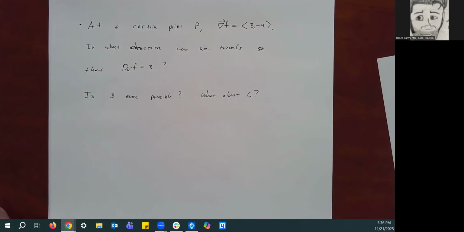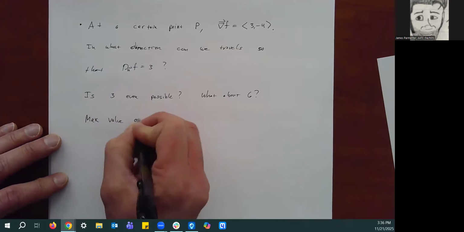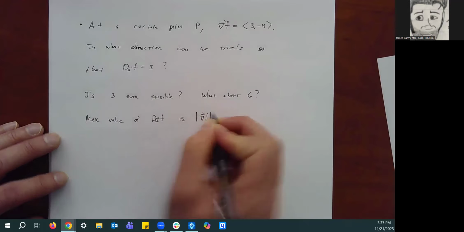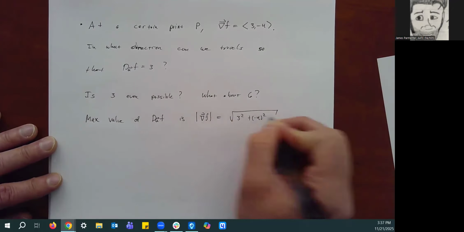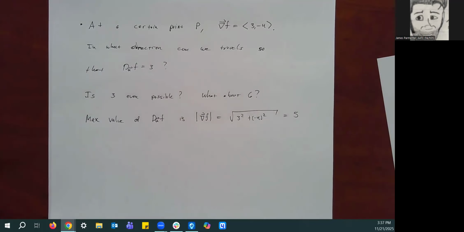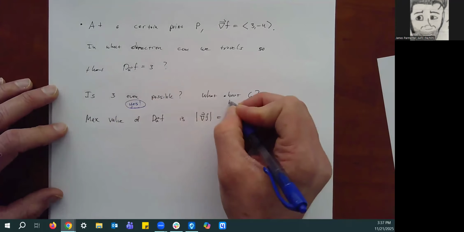Well, here's the question that they're really asking without saying these words. How do these values compare to the maximum possible value of the directional derivative? Well, they told us what the gradient was, so we know that the maximum value of the directional derivative is the magnitude of the gradient. But the magnitude of that gradient is the square root of 3 squared plus -4 squared, which is 5. So 3 is totally possible, but 6 is not. So yes to 3, no to 6.